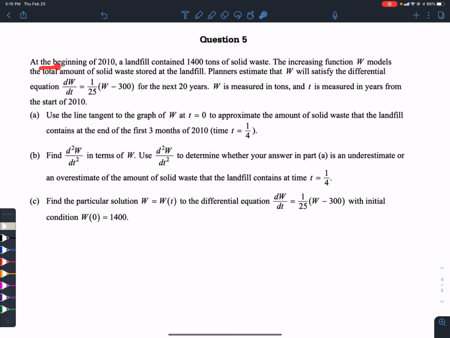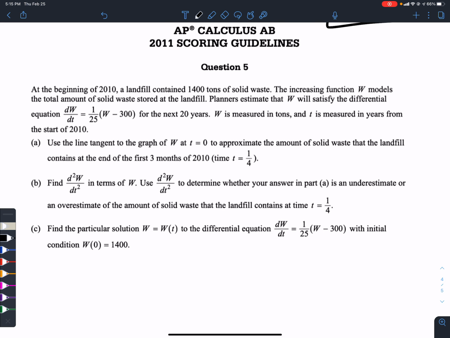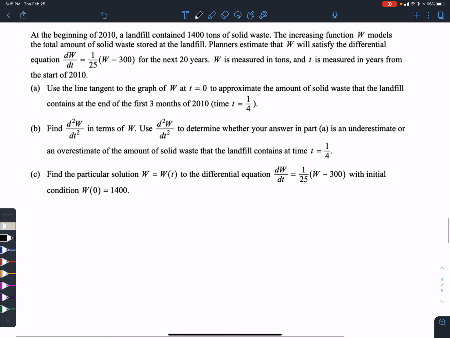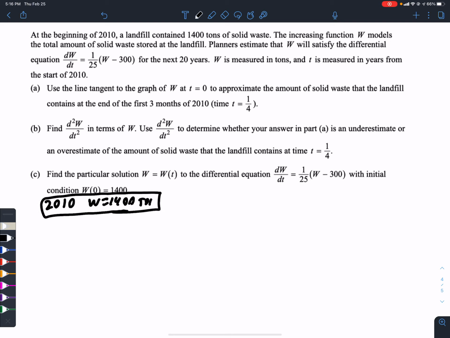At the beginning of 2010, a landfill contained 1,400 tons of solid waste. So I need to write that down. I highly, highly, highly recommend you annotate these things. So in 2010, the amount of waste is 1,400 tons. W is the amount of waste, so W equals 1,400 tons. I'm boxing this. You shouldn't box it. I'm just highlighting things.